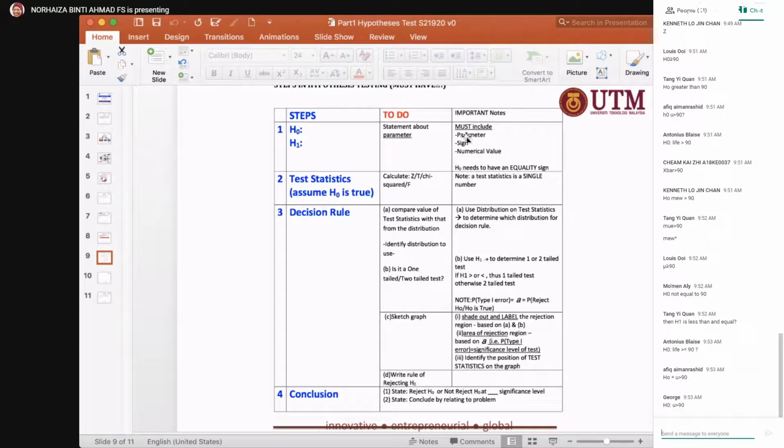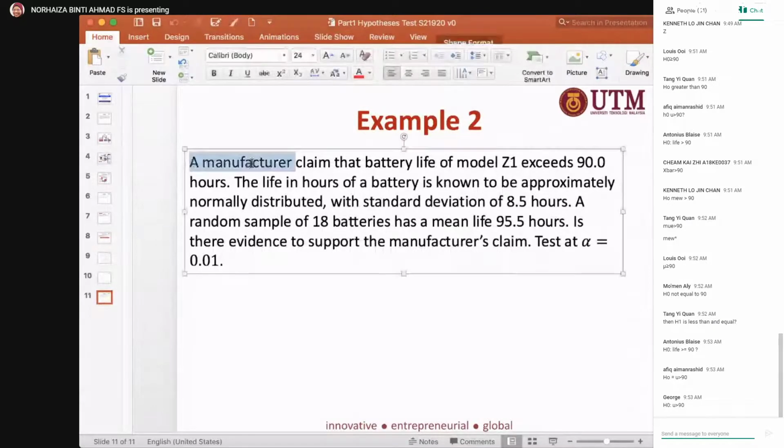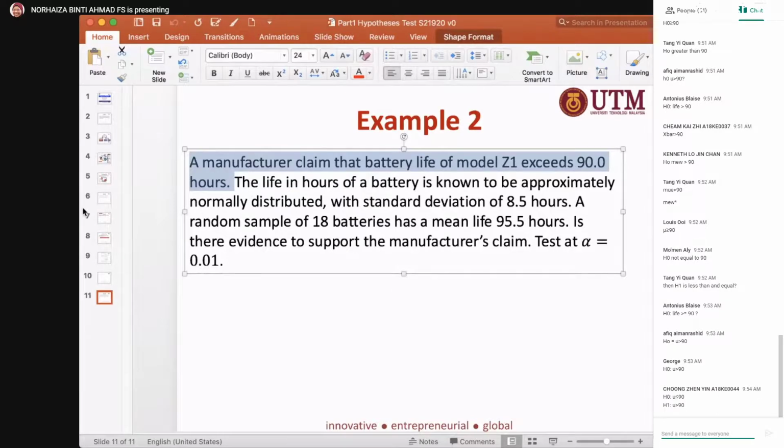There are three conditions. Number one, for your hypothesis, it has to have these: parameter, sign and value. Number two, H naught has to have an equality sign. Number three, H naught and H1 are the opposite. So in this case, if you have the manufacturer's claim, let me just write it here.